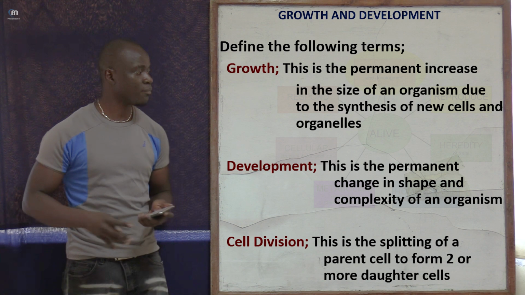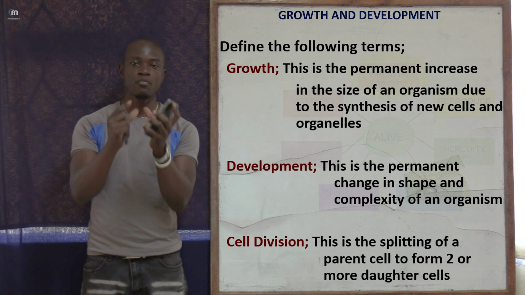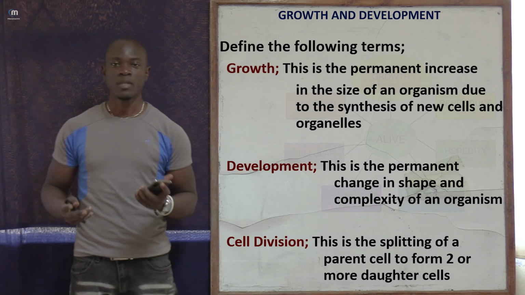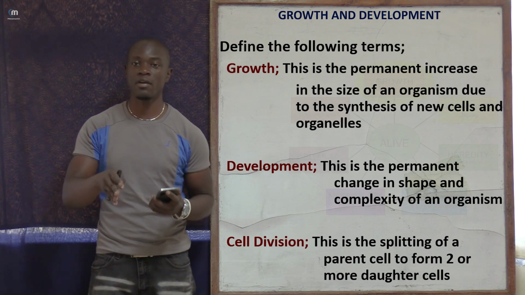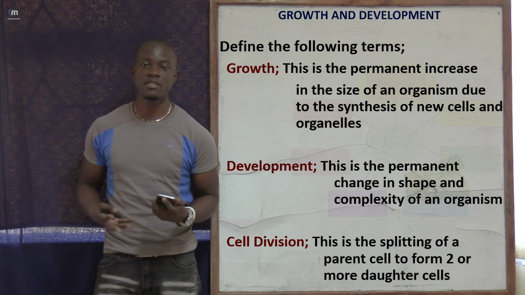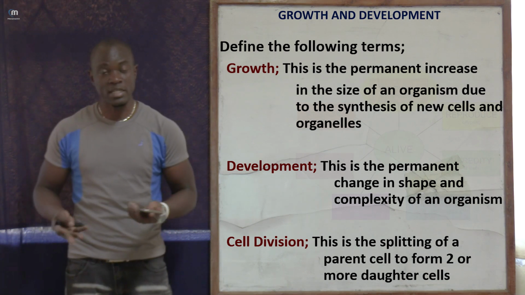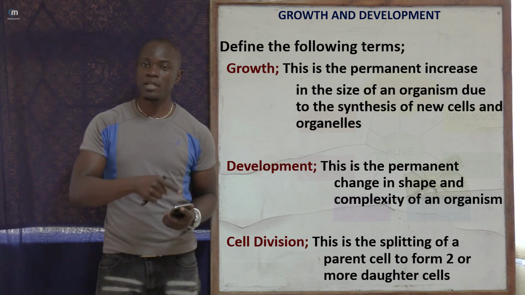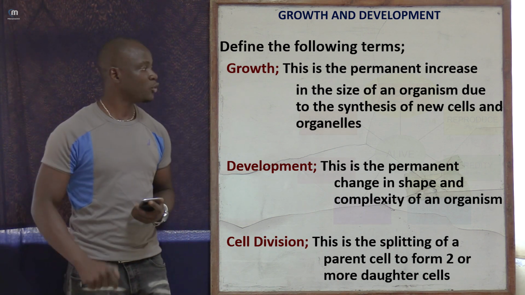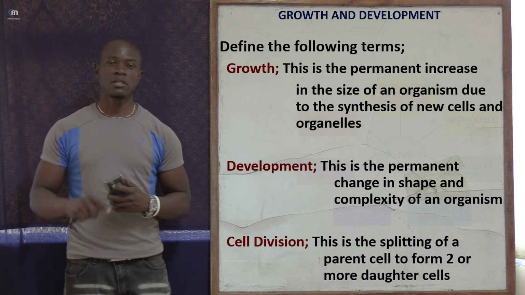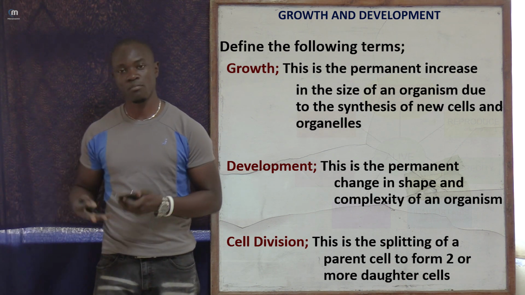This multicellular organism, for example a tree, a human being, a cat or a dog, cannot grow back to become a single-celled organism. No, that can't be true. That's why we are saying change in complexity. That is development, the permanent change in complexity of the organism. Mind you, when you are defining growth, you must say permanent or irreversible. Also, when defining development, you must say permanent, irreversible or non-reversible. So always take note of this in the definitions of growth and development.